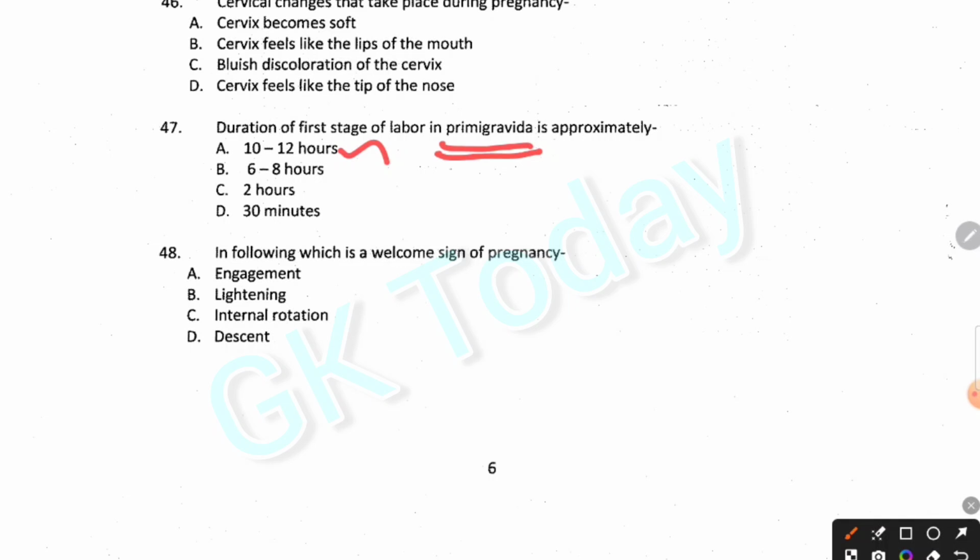Question number 48. Which of the following is a welcome sign of pregnancy?